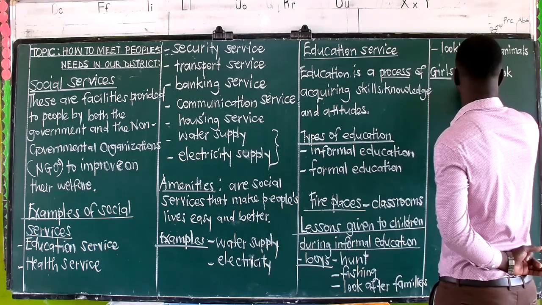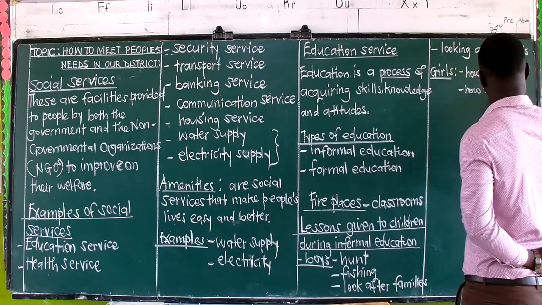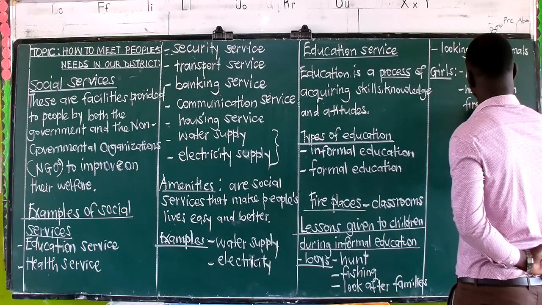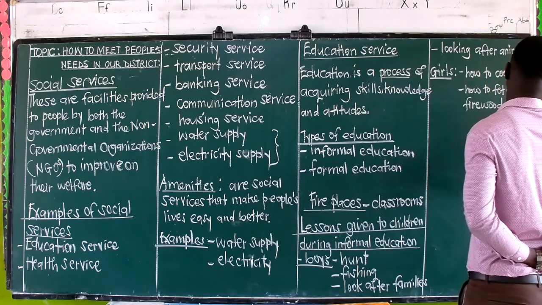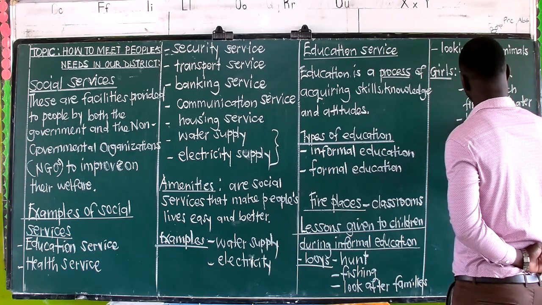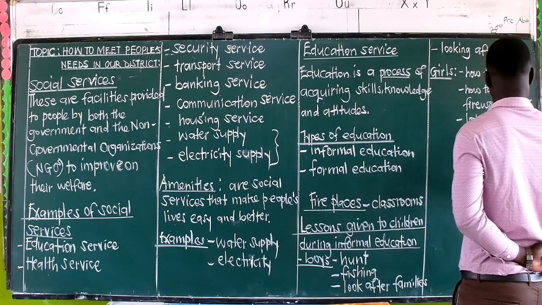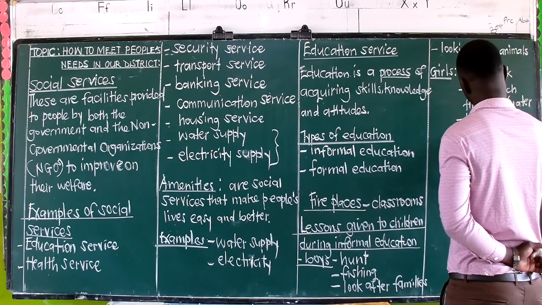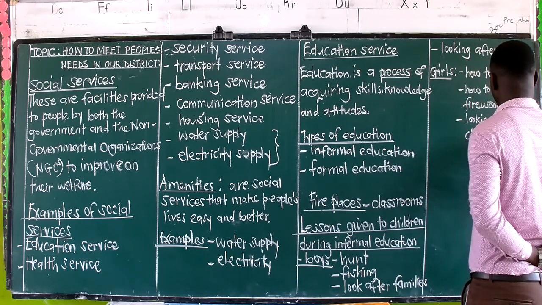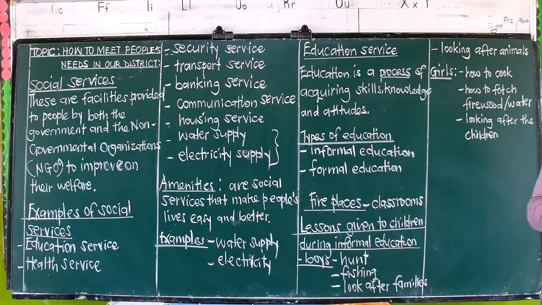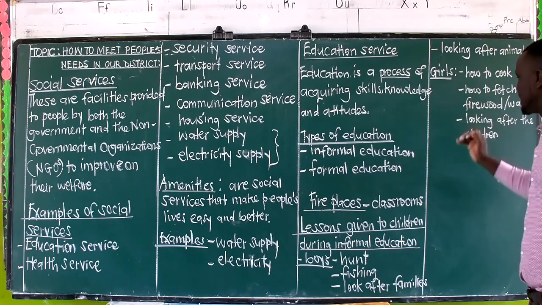The girls were also trained on how to fetch water and firewood. Let's talk about firewood here, and also fetching water. And then how to look after the children. That is to make sure the children are clean, they are bathed, their clothes are washed, all those things that a mother does at home. These young girls were trained to do that.